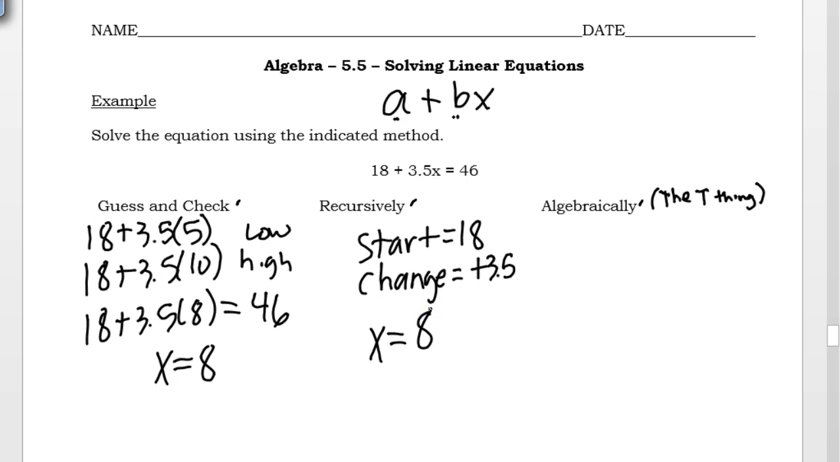So that's pretty easy to do. We need to have the tool to do it, the calculator. We need to be able to break down the equation into where it starts and how it changes. Algebraically is probably the preferred method, but it's probably the hardest to do.